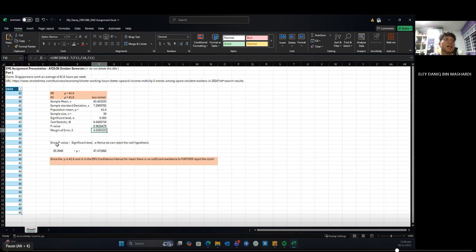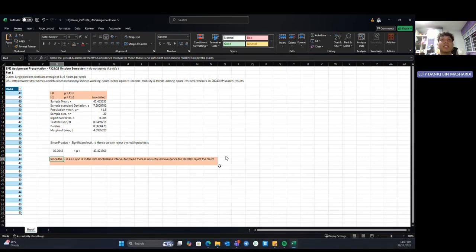Since the p-value is lower than the significance level, hence we can reject the null hypothesis. Since the confidence level is 95%, and the null value of 41.6 is in the 95% confidence interval for me, there is no sufficient evidence to further reject the claim.